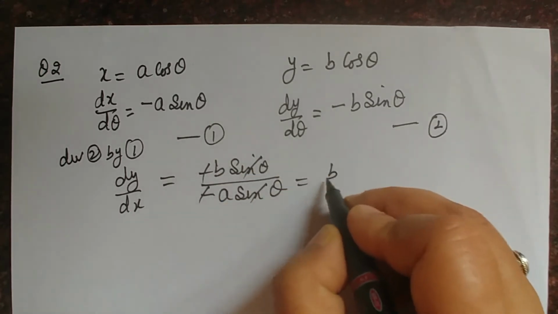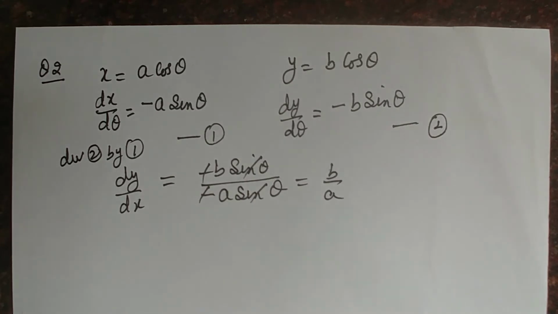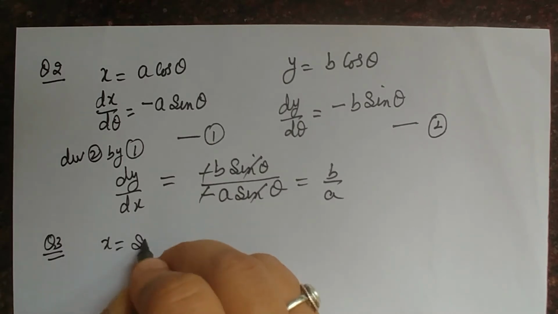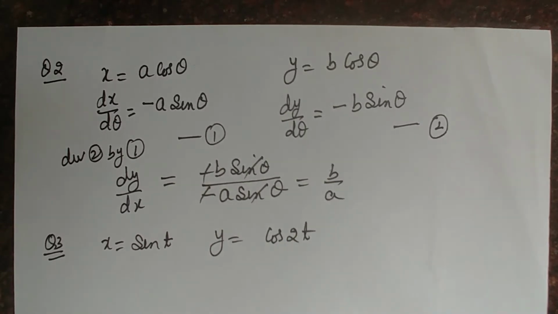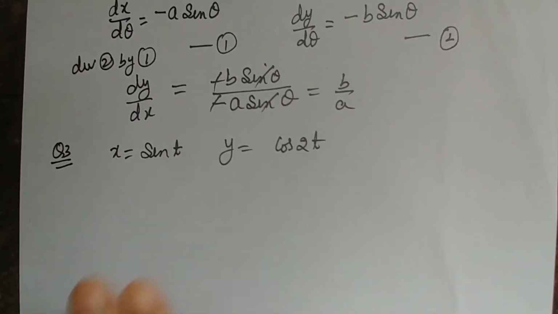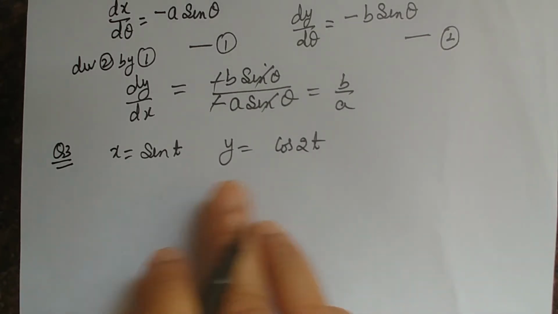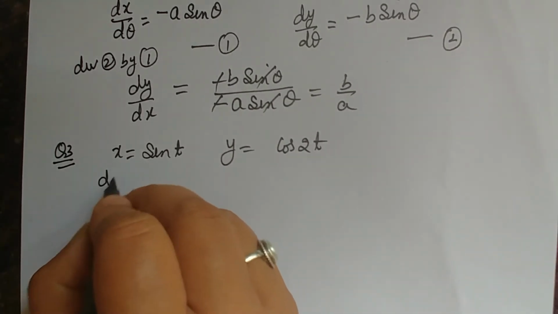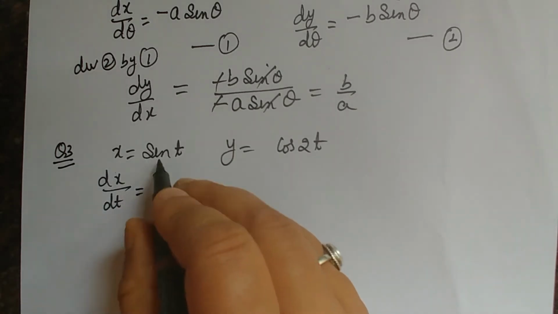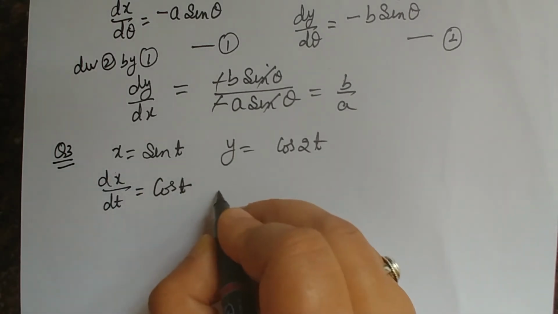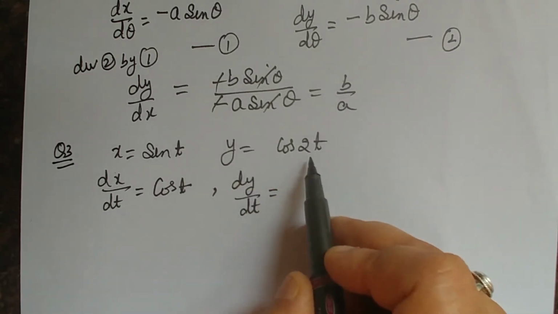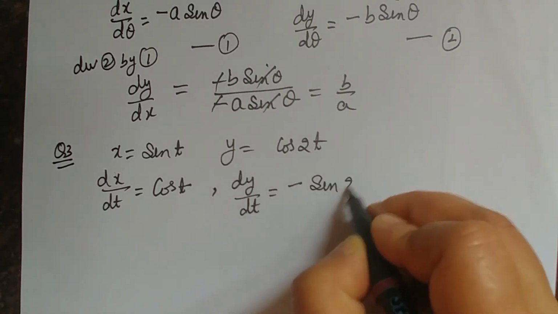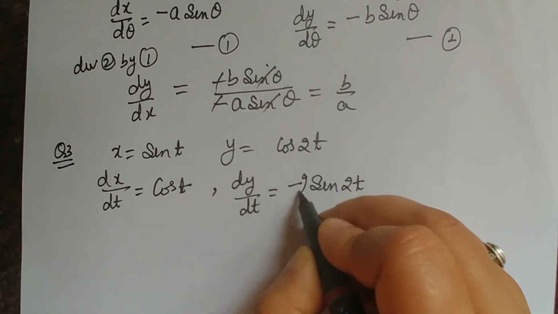So it gets cancelled and I'll get it as b upon a. Okay. Question number 3 is x is equal to sin t, y is equal to cos 2t. Again, it is very clear that both functions are in terms of the same other function. So again, firstly I'll find dx upon dt. Derivative of sin t is cos t, and dy upon dt, the derivative of cos 2t is minus sin 2t, and d/dt of 2t is 2.